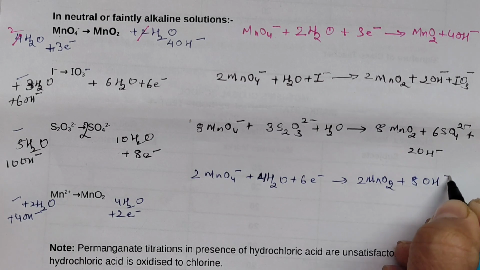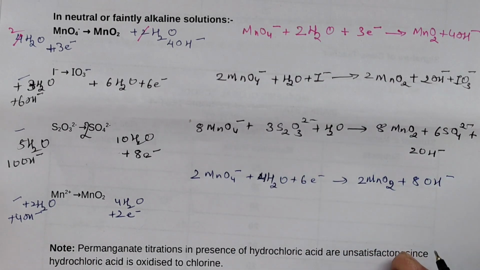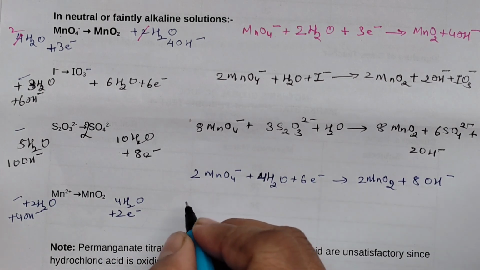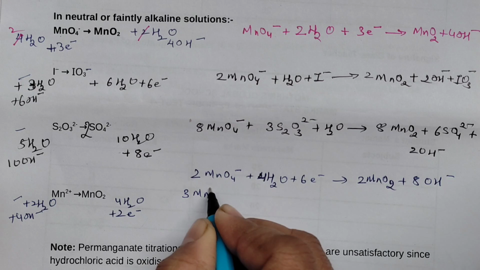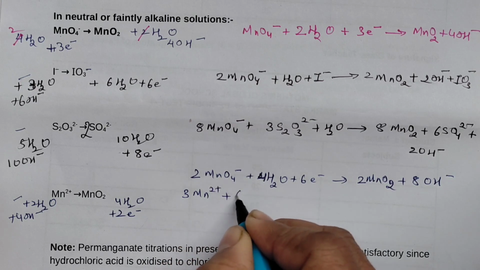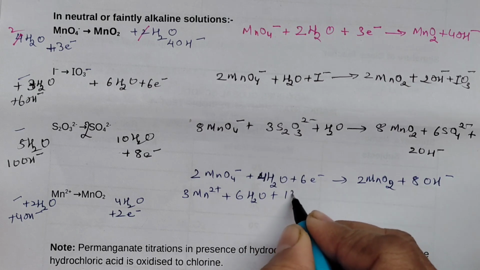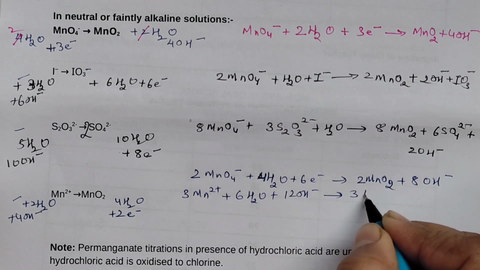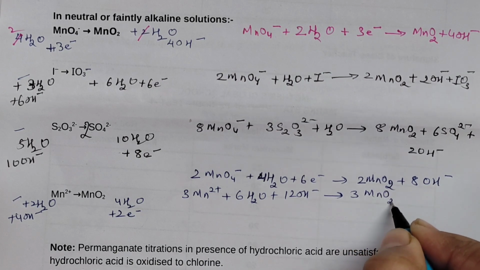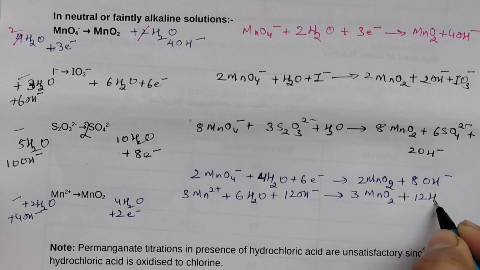Let us check whether we have done correct. 2, 4, 6, 2 and 8. Right. The lower equation I have to multiply with 3. So it will be 3 Mn2 plus 6 water and with 3 means 12 OH minus. You will get multiplying with 3 MnO2 and multiplying with 3 means 12 water and you will have 6 electrons.